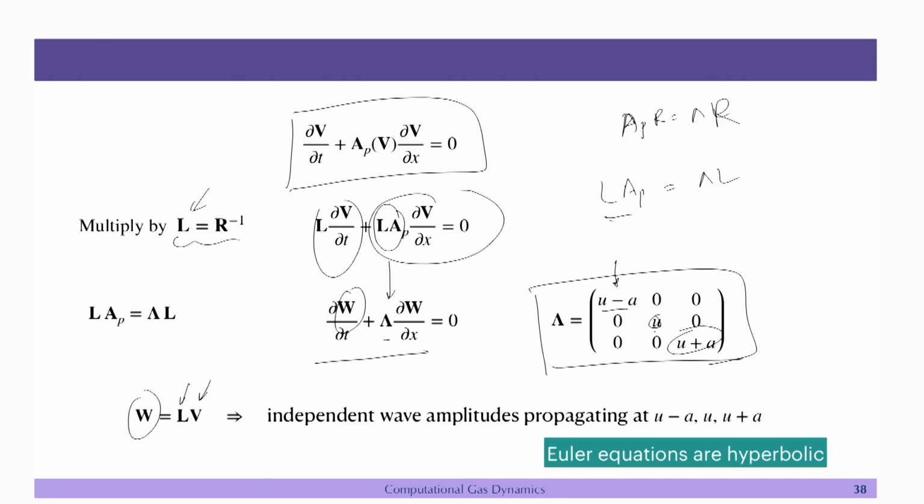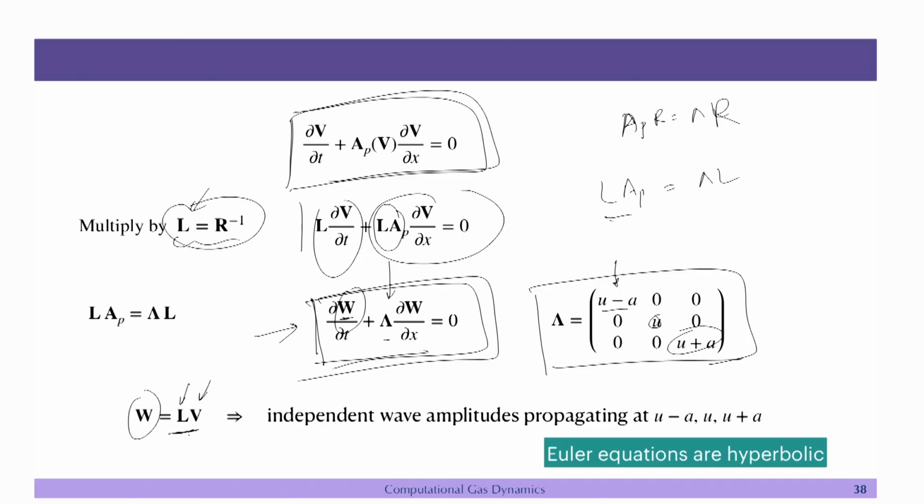So, we are trying to get something called the characteristic compatibility equation, which is basically, instead of having this coupled equation, an equation which is decoupled. This is a decoupled equation. If you can get W, which is nothing but L into V, L you can easily get by doing R inverse, and V is the primitive variable, you multiply this, you will get the W.